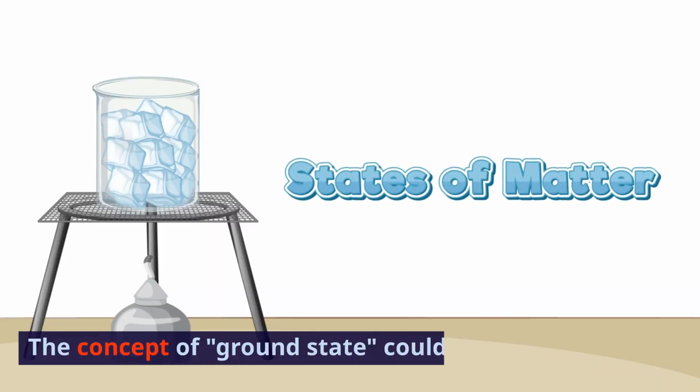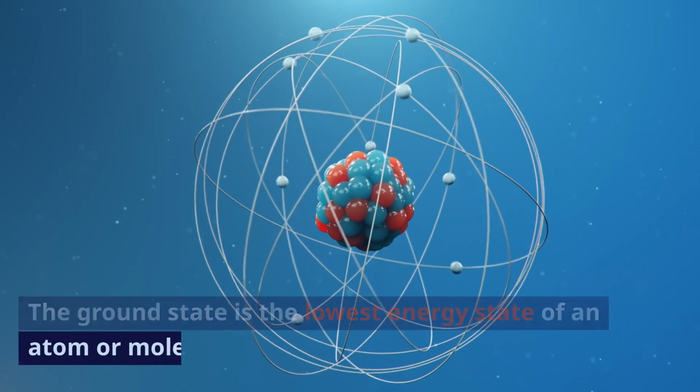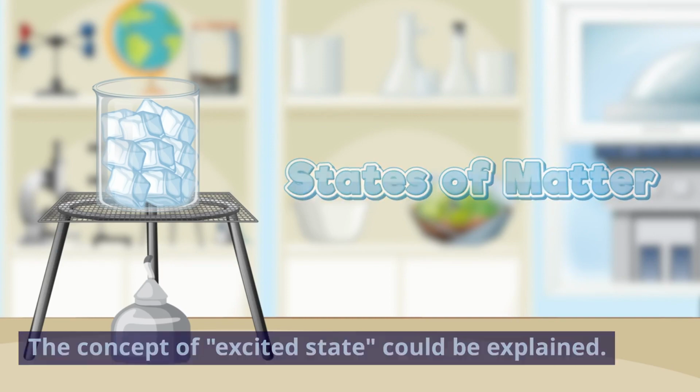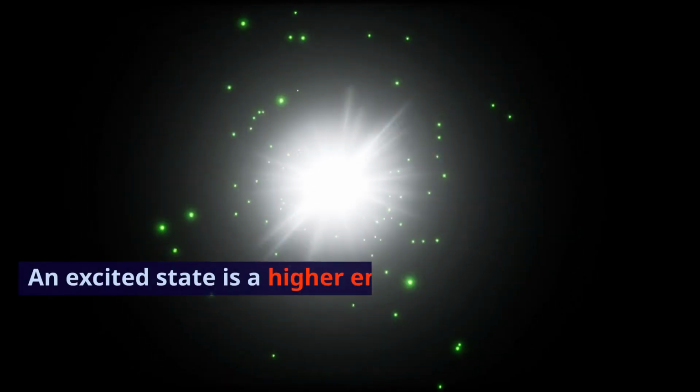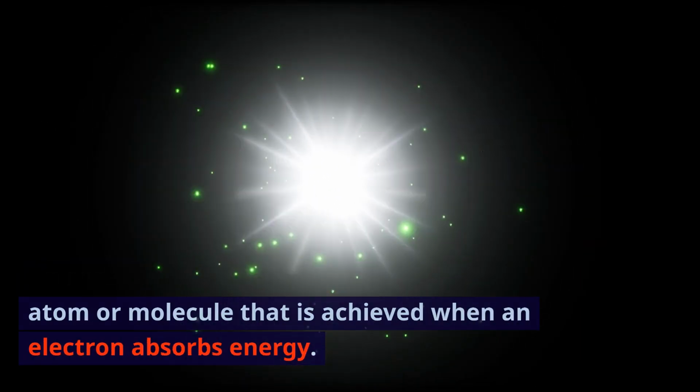The concept of ground state could be explained. The ground state is the lowest energy state of an atom or molecule. The concept of excited state could be explained. An excited state is a higher energy state of an atom or molecule that is achieved when an electron absorbs energy.